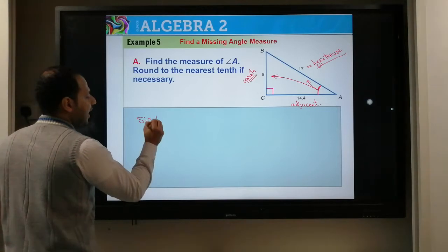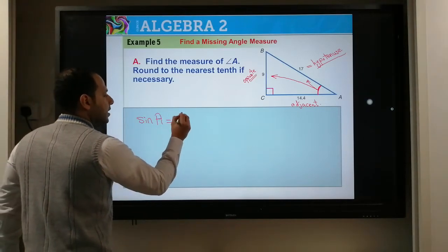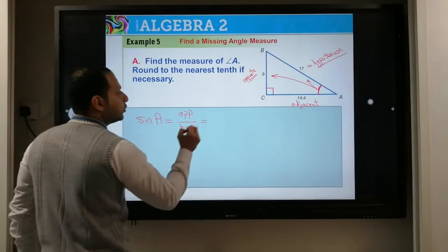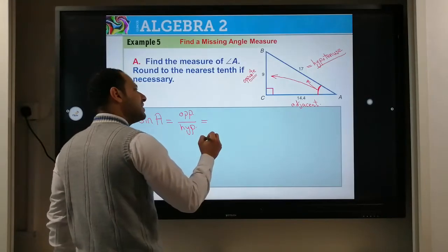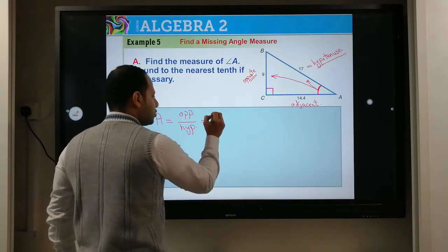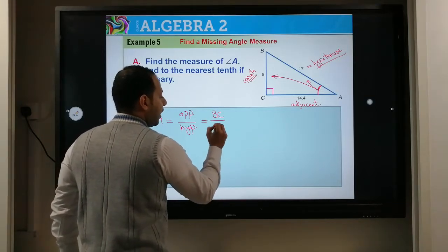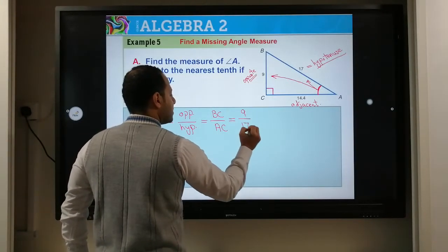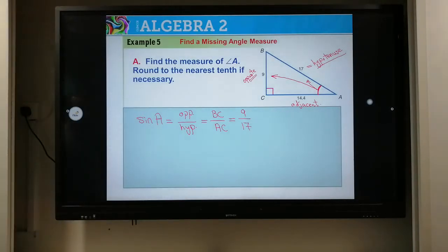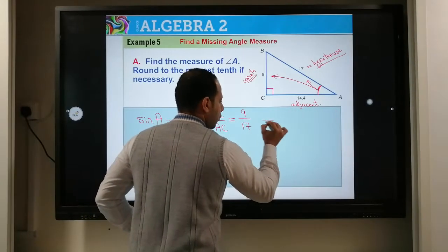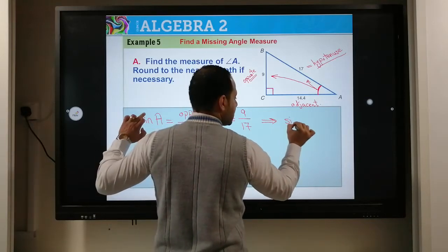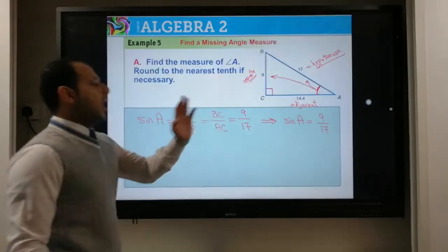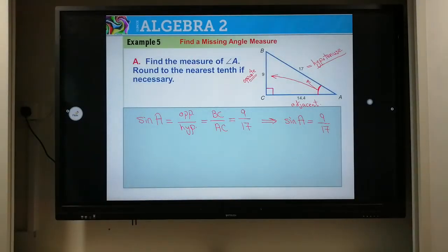So sine A equals what? Opposite over hypotenuse, which equals BC over AB. Just write it: BC over AB, which equals 18 over 17. From here we can reduce this to sine A equal 9 over 17.